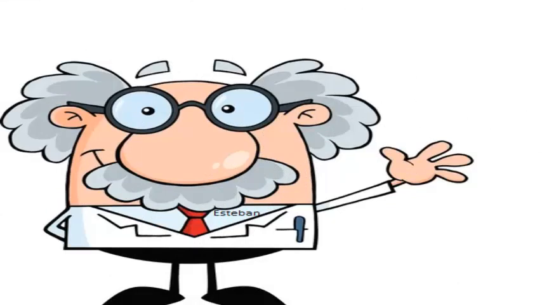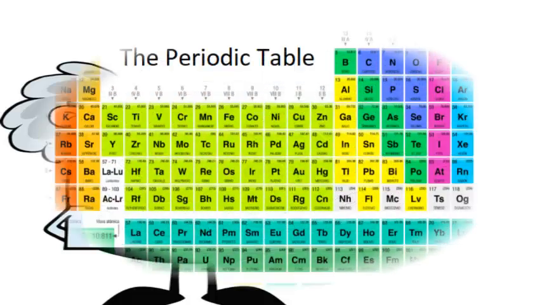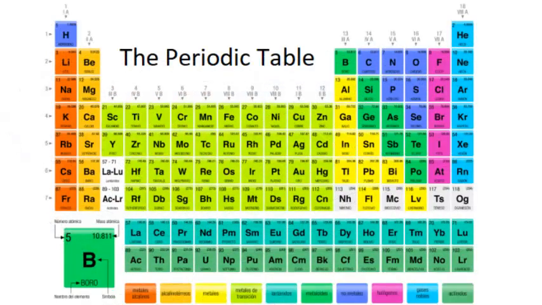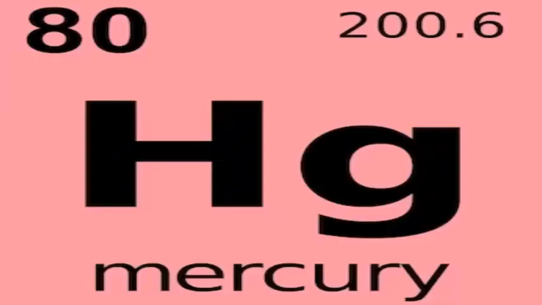We are going to talk about the periodic table. The periodic table is the arrangement of chemical elements in order of increasing atomic number. A chemical element is a simple substance that cannot be broken down into smaller parts.